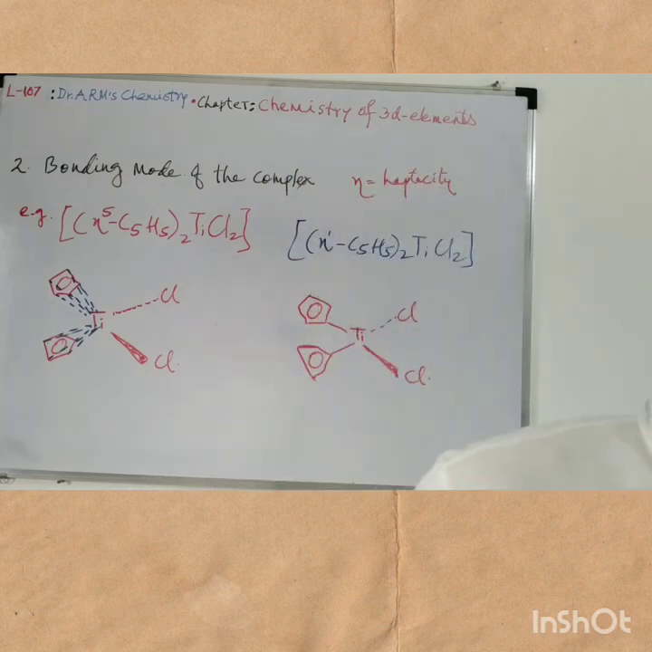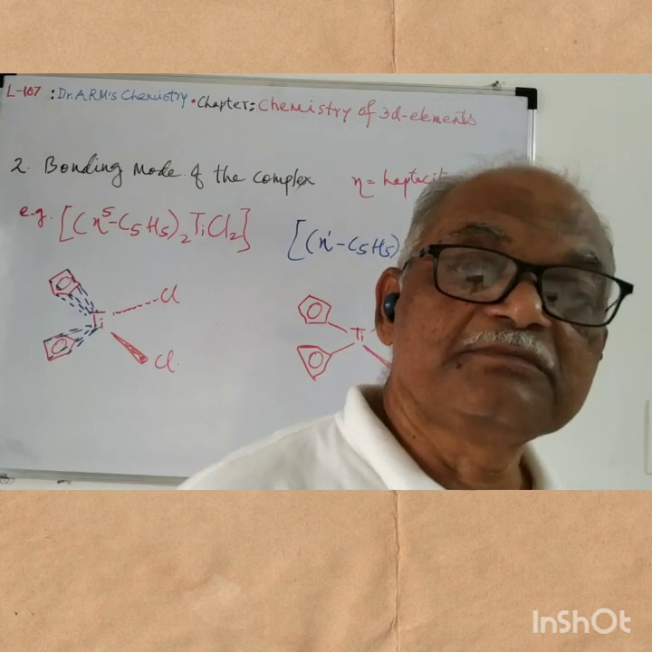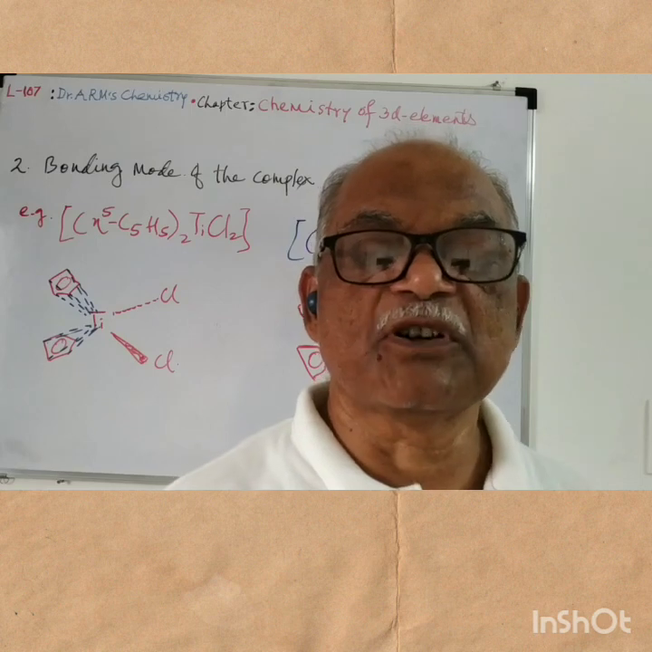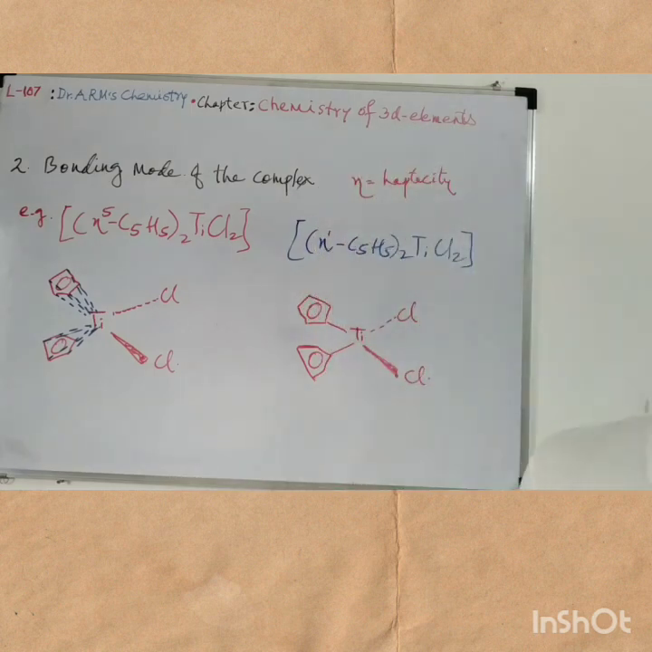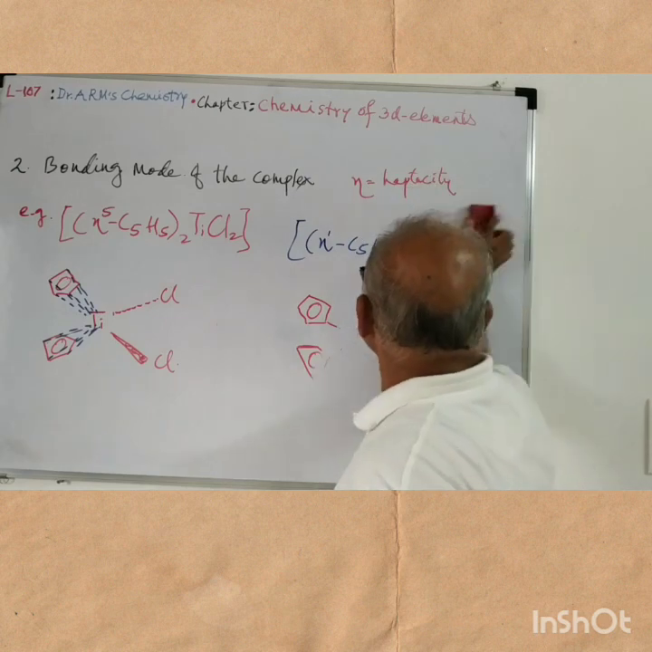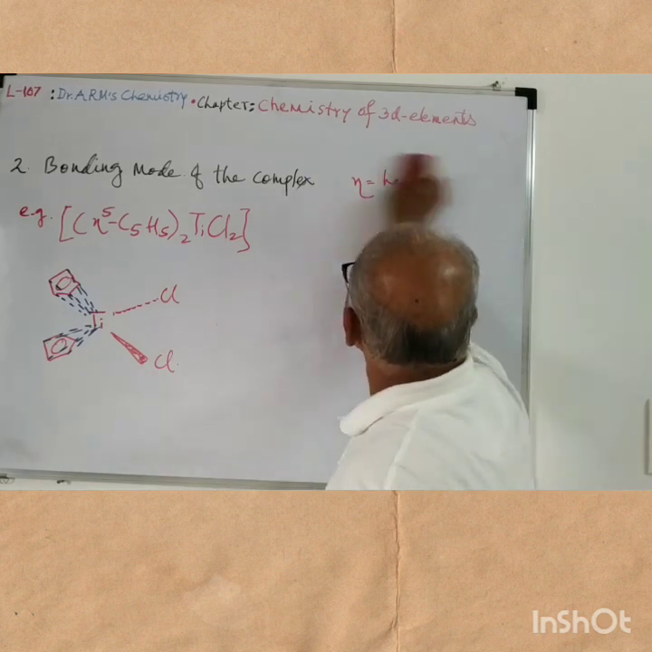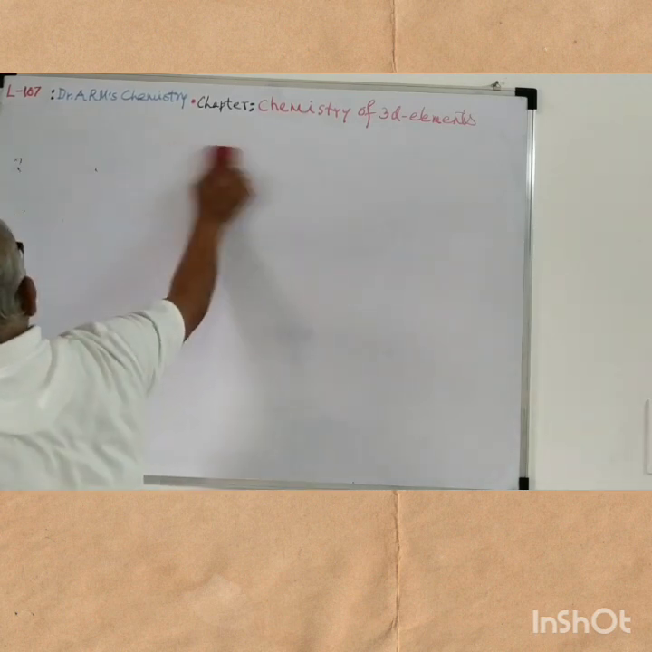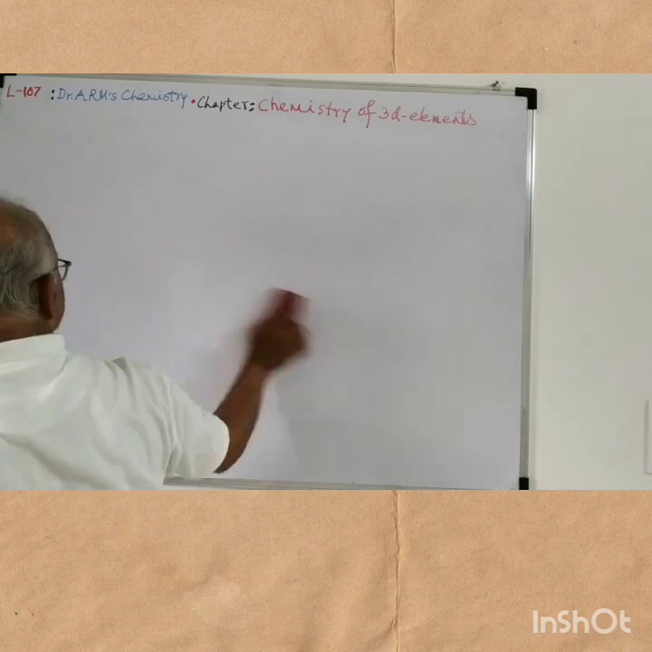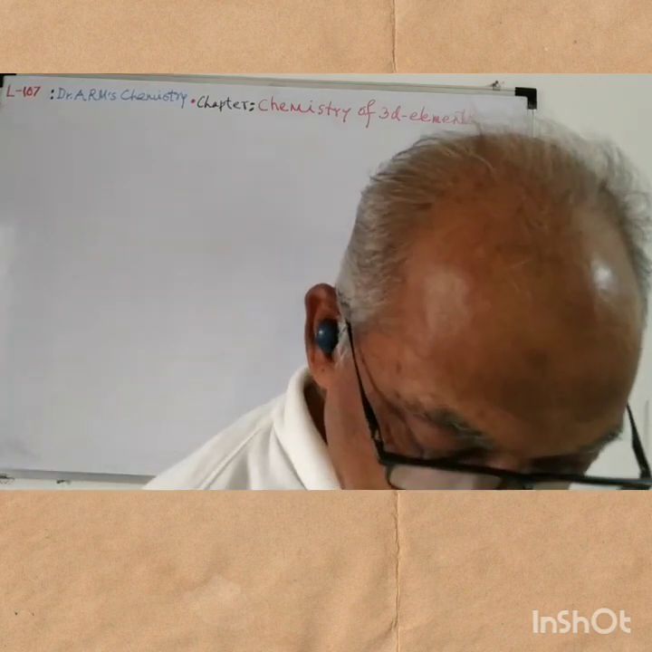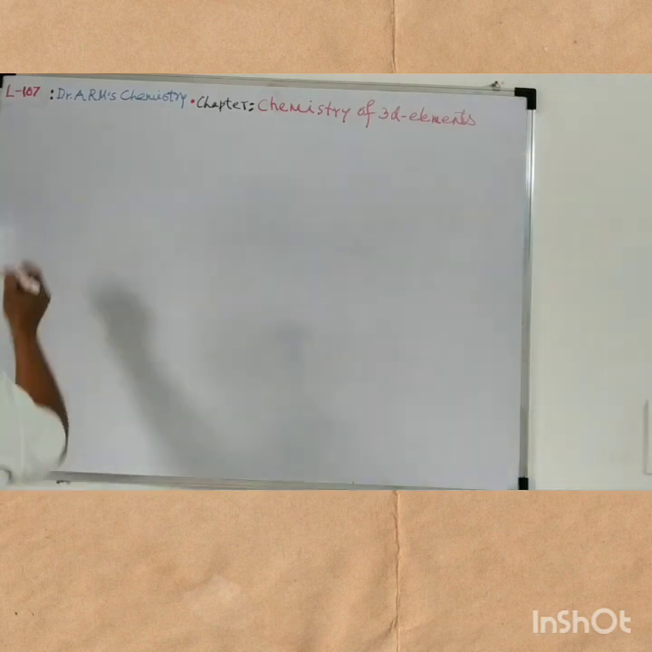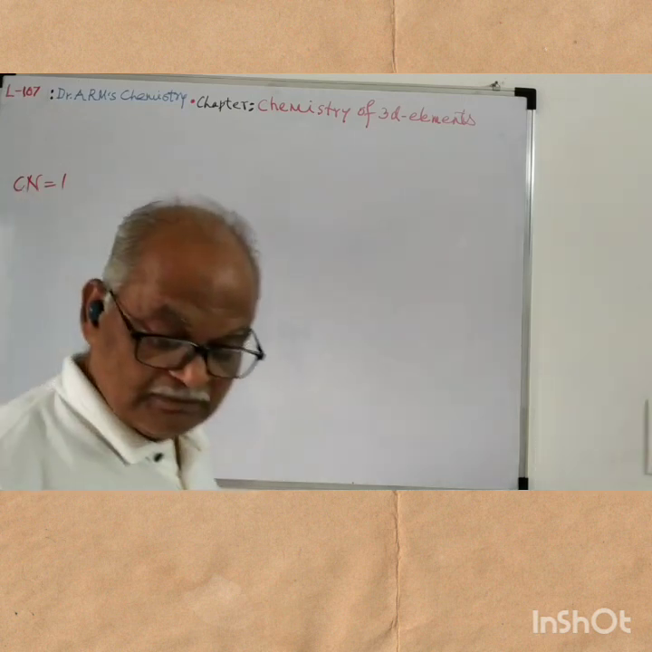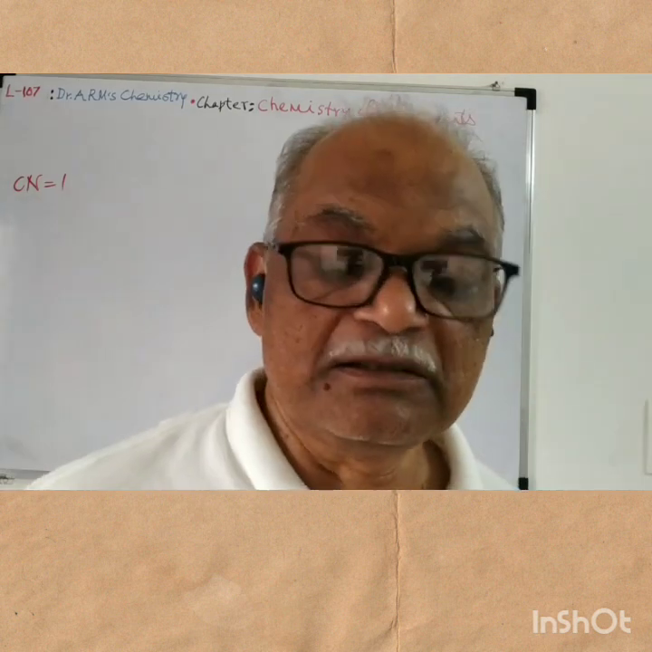So these are some basic important points which are used to study or discuss the complexes. Now we will see the complexes with varying coordination number and their geometries. So first of all, we will see the complexes with coordination number 1. Complexes with coordination number 1.